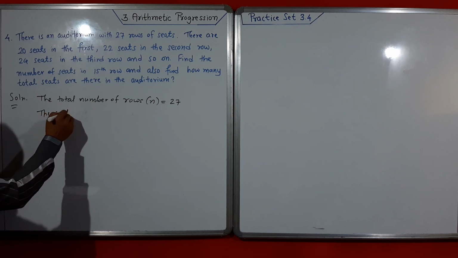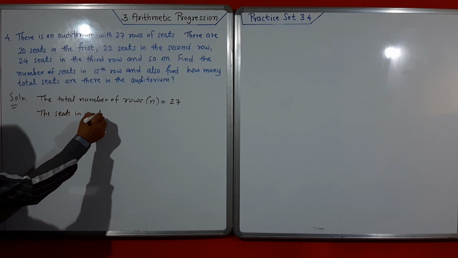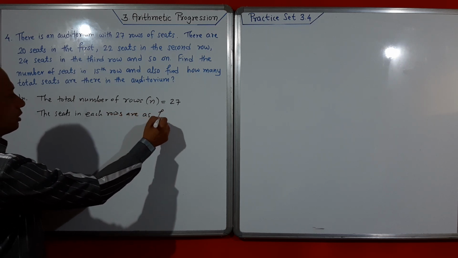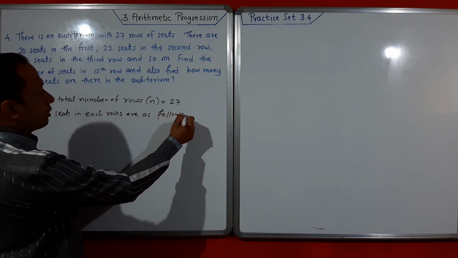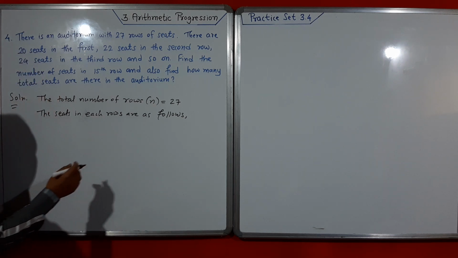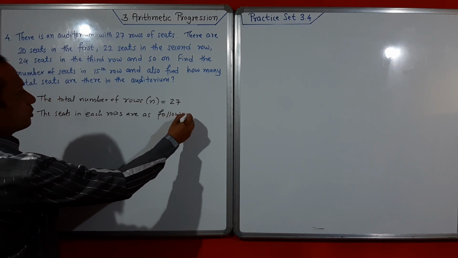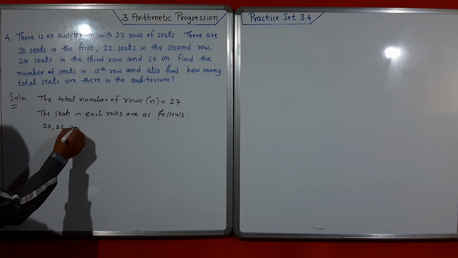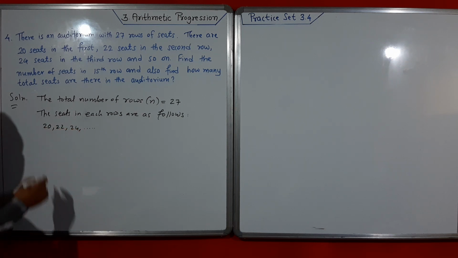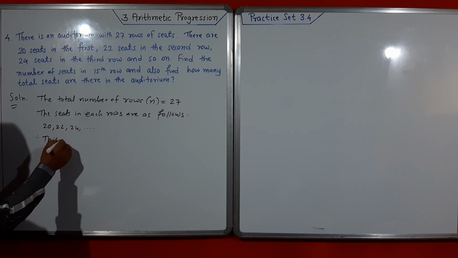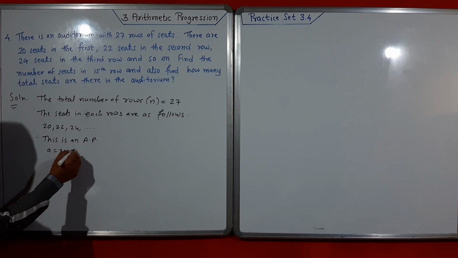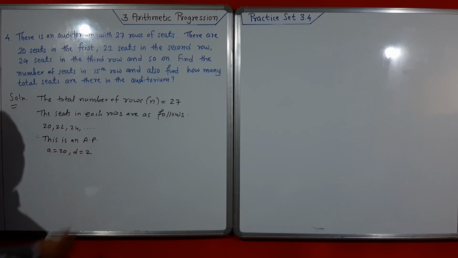The seats in each row are as follows. I'm writing like this; you can write like this also, no problem. As follows: 20, 22, 24, and so on. Therefore this is an AP. So a is equal to 20, d is equal to 2. Now we have to find T15.